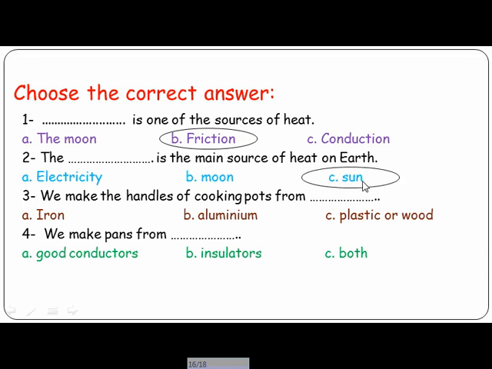Number 3, we make the handles of cooking pots from iron, aluminum, plastic, or wood. Handles. So it's plastic or wood. Excellent. Number 4, we make pans from good conductors, insulators, or both of them. Of course, both of them.